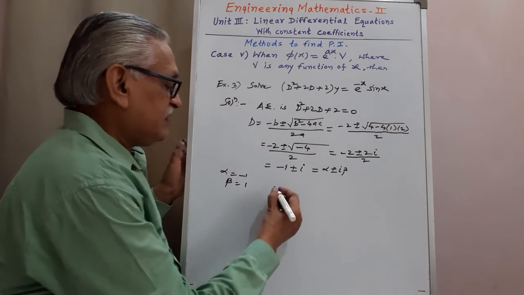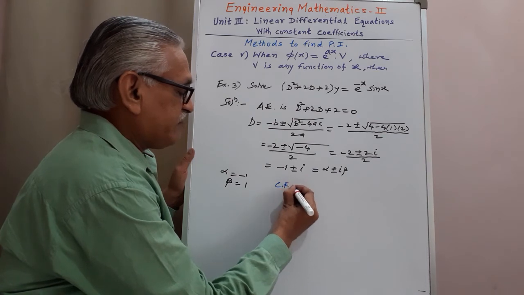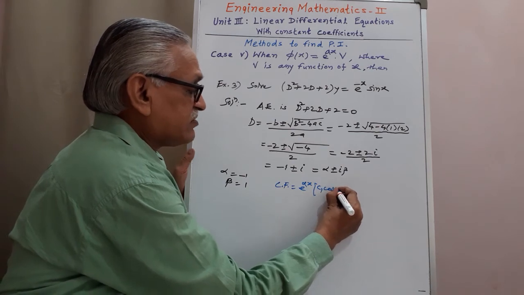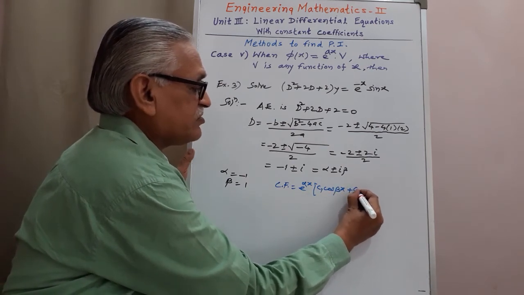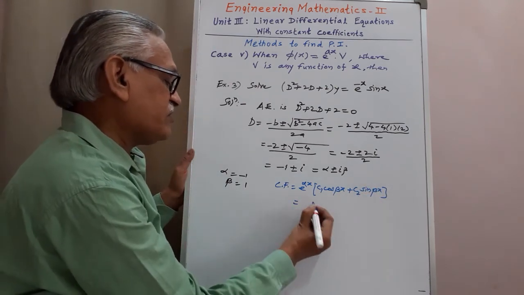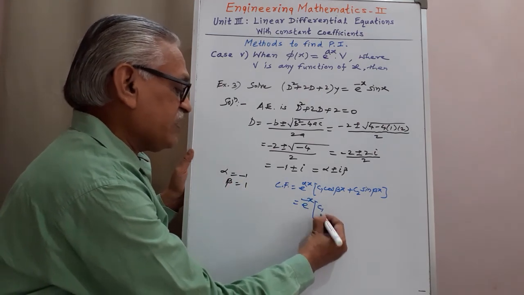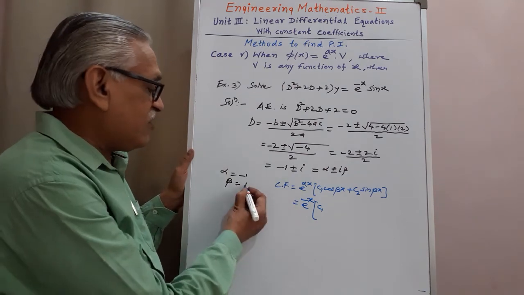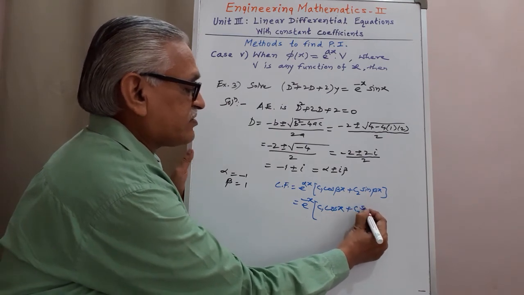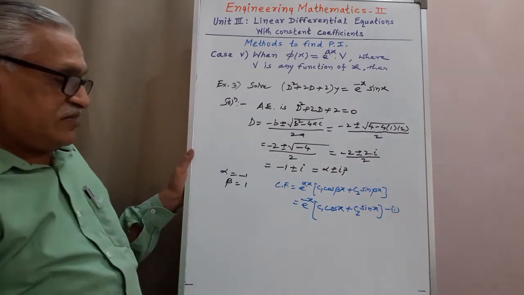And then CF is given by e raised to alpha x (C1 cos of beta x plus C2 sin of beta x). Alpha is minus 1 here, therefore it is e raised to minus x (C1 cos of beta x, the value of beta is 1, therefore cos of x, plus C2 sin of beta x, sin of x), equation 1.